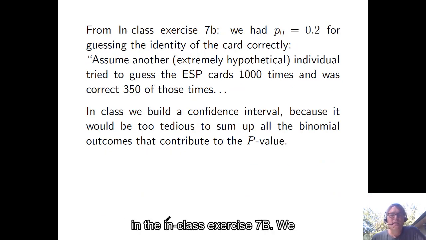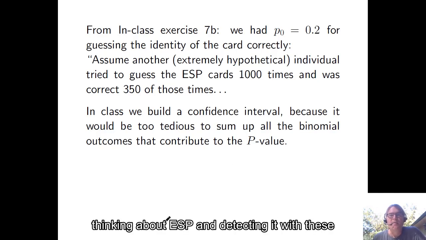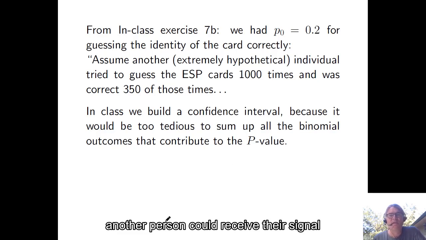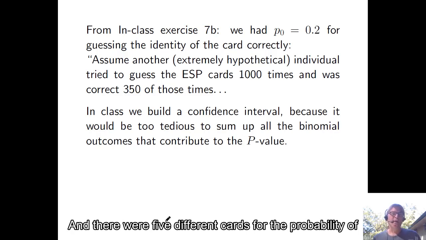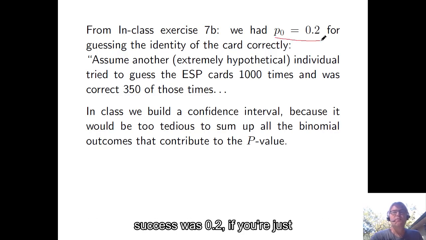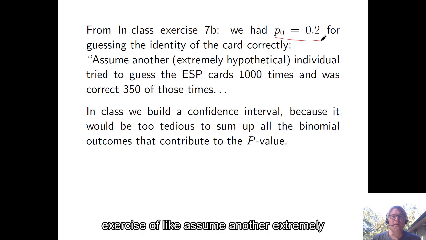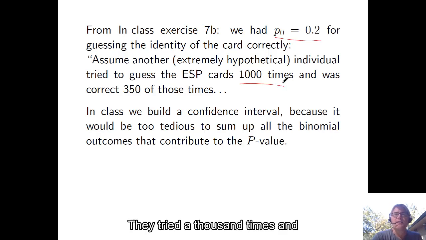In the in-class exercise 7b, we had a situation thinking about ESP and detecting it with these 5 different cards, and whether someone could concentrate on a card and another person could receive their signal telepathically and guess what card they were looking at. And there were 5 different cards, so the probability of success was 0.2 if you were just randomly guessing. And we had some question on that in-class exercise like, assume another extremely hypothetical individual tried to guess ESP cards, they tried 1,000 times and they were correct 350 times.